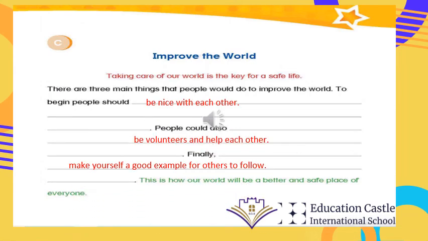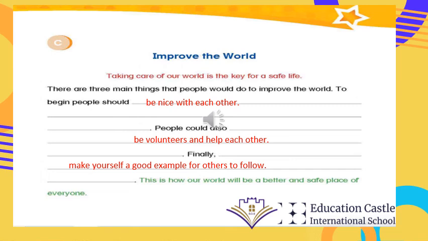The last example, or the last paragraph. Improve the world. Taking care of our world is the key for a safe life. There are three main things that people would do to improve the world. To begin, people should, at the beginning of the day, what we should do, we should be, for example, nice with each other. Don't fight.